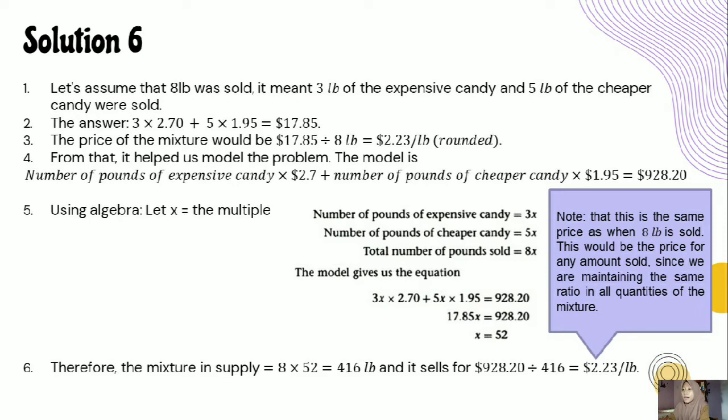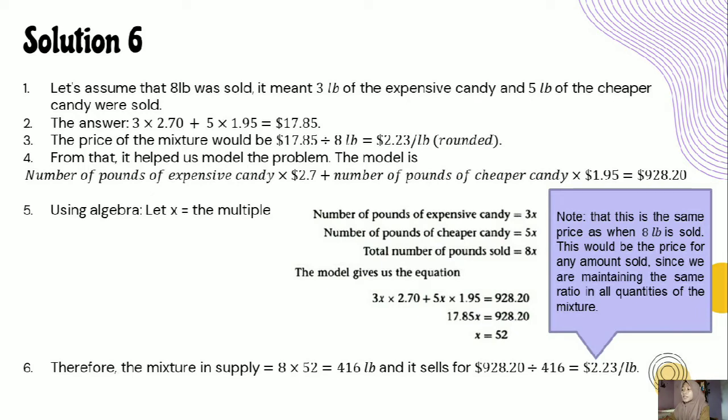The model is number of pounds of expensive candy multiplied by $2.70 plus number of pounds of cheaper candy multiplied by $1.95 equals $928.20. Using algebra, let x equal the multiple. Number of pounds of expensive candy equals 3x. Number of pounds of cheaper candy equals 5x. Total number of pounds sold equals 8x.